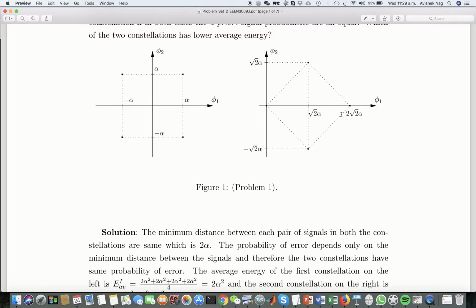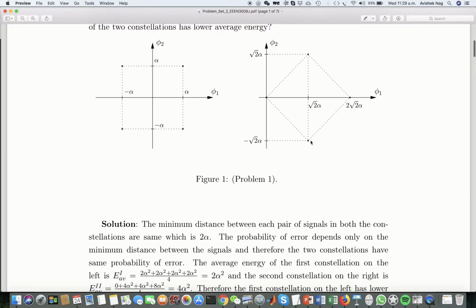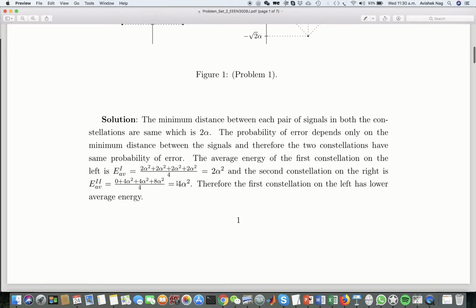This is all along the phi 1 axis, so this is again 4 times 2, so 8 alpha square if you square this, and then this one is also at 4 alpha square. So if you sum them up, 0 plus 4 alpha square plus 8 alpha square plus 4 alpha square, which is 16 alpha square, and if you divide by 4, then it is 4 alpha square.